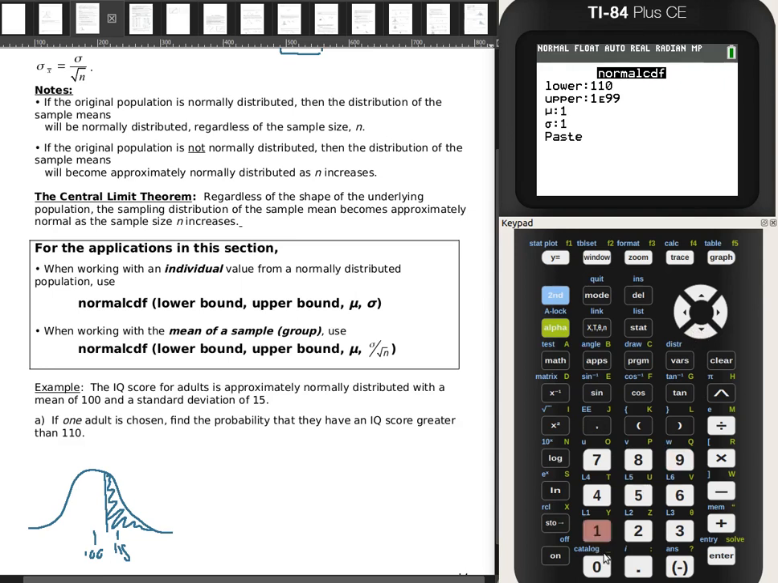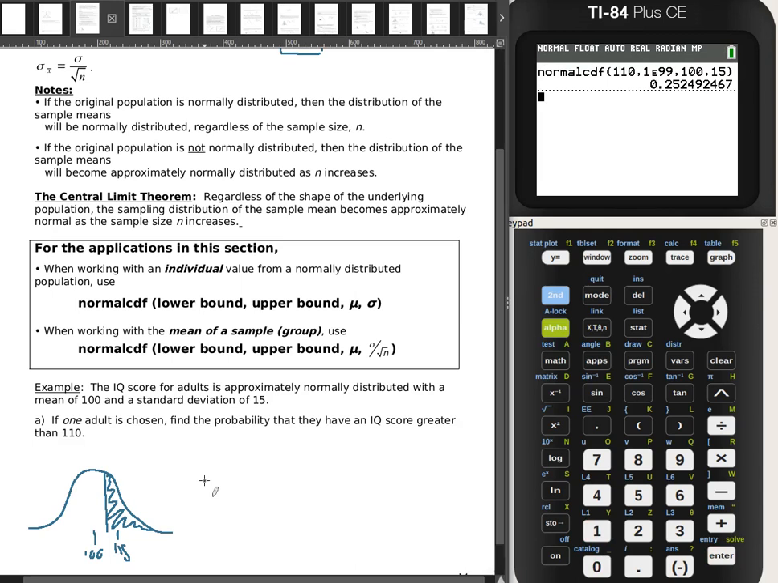The mean is 100, the standard deviation is 15, and now we're going to get the area of that little tail up there. It's that much, so we will say the probability to pick an adult at random and have an IQ score greater than 110 is 0.252, and then we should round up the 4 because it goes 49, so we will call it 0.2525.